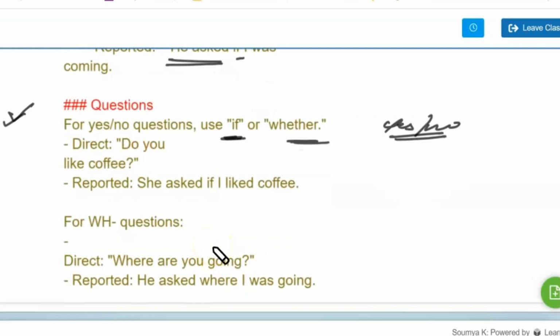Next example: do you like coffee? The answer will be either yes or no. In that case, you can write, she asked if, and the you becomes I, like coffee. One person is asking the second, and this second is telling somebody else.